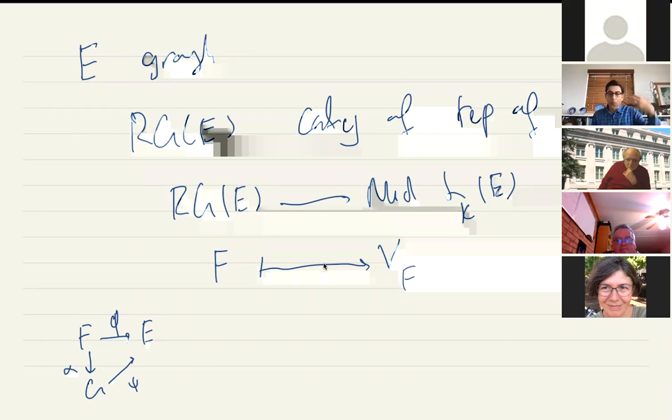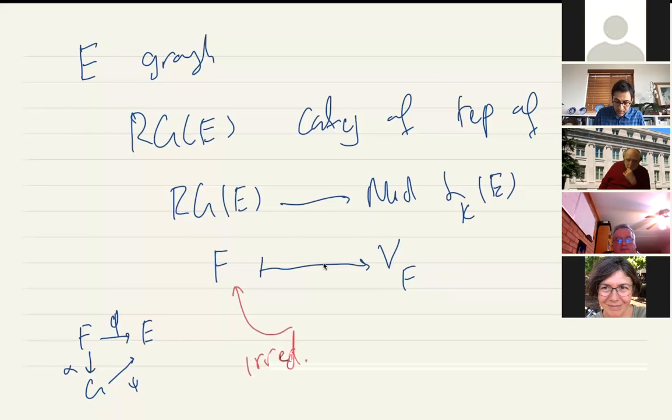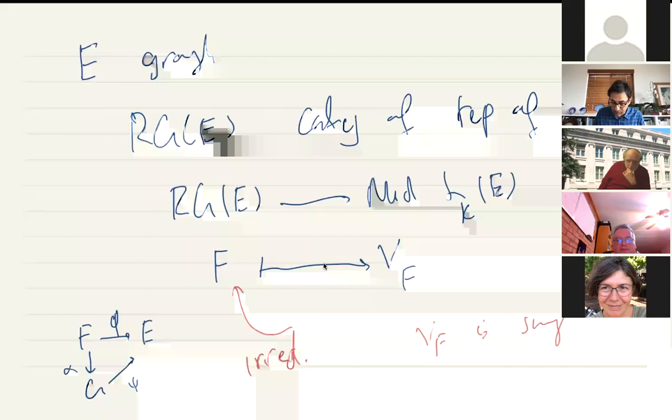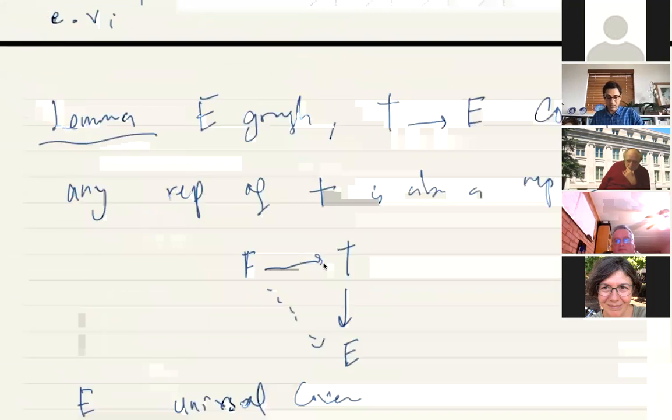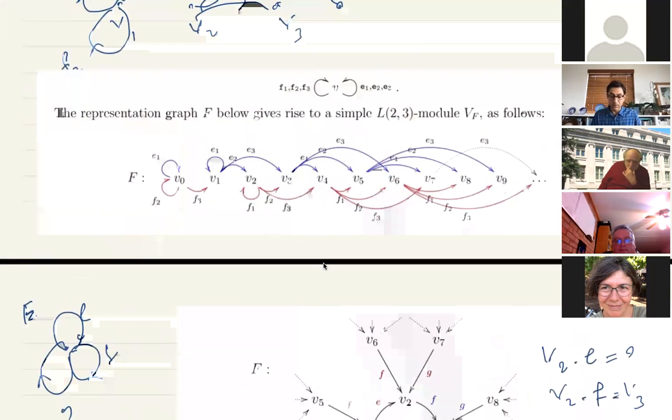Now, going back, when this V_F is simple, because at the moment I didn't answer that. So I would say, let's call this F irreducible, an irreducible representation, if V_F is simple or irreducible. So how can I tell you when one of these F that I give you is simple, which one is not simple? For example, the one I give you here is not simple, but this one here gives you a simple one. How do you check that? Okay. So, theorem.